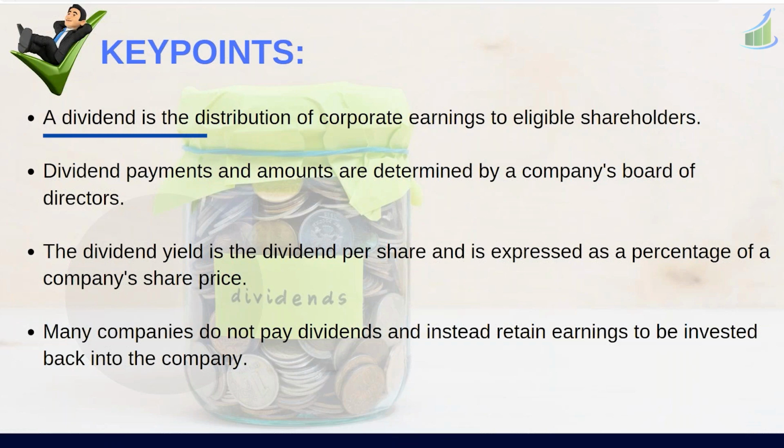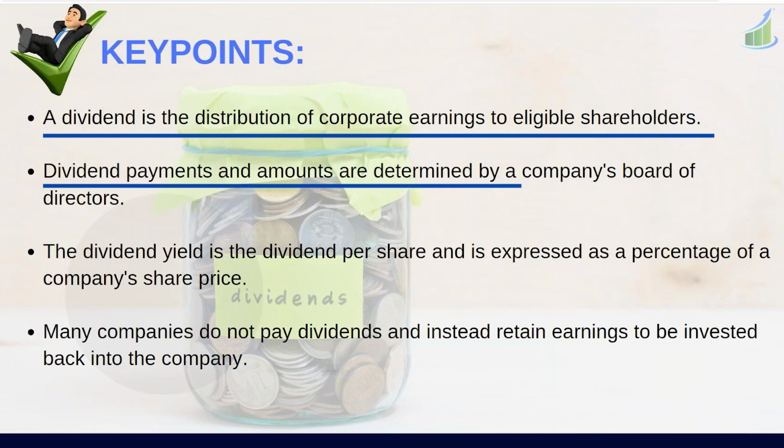A dividend is the distribution of corporate earnings to eligible shareholders. Dividend payouts and amounts are determined by company's board of directors. So this is their choice.